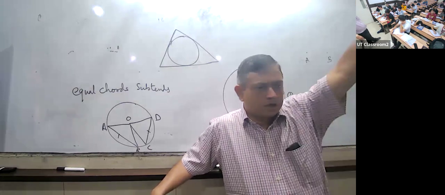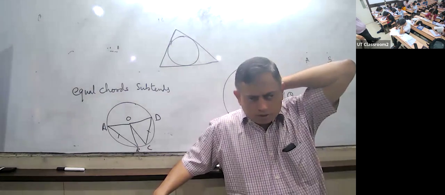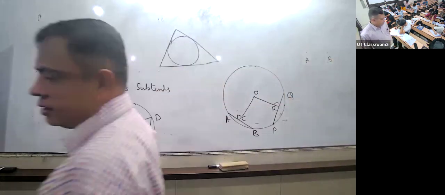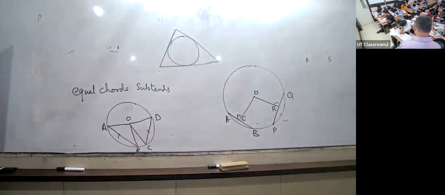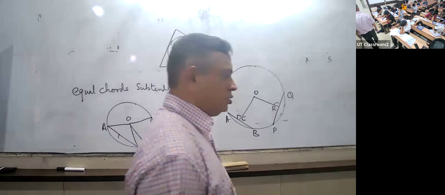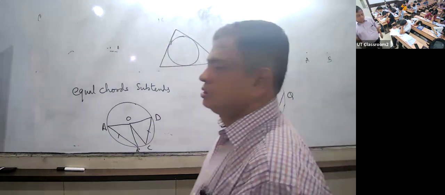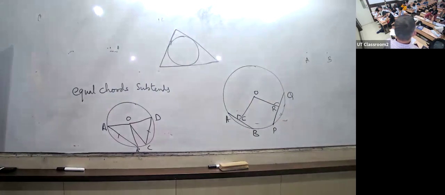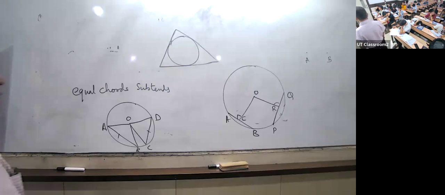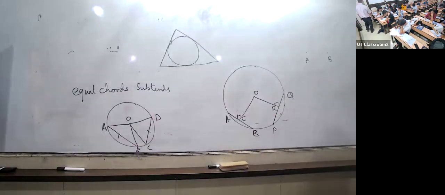Okay? Write down. Angle subtended by an arc at the center is double the angle subtended by it at any point on the remaining part of the circle.